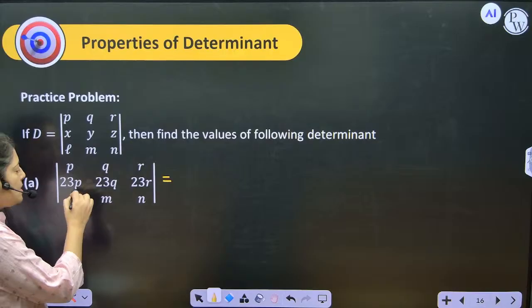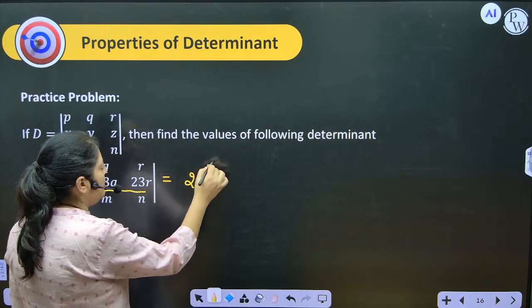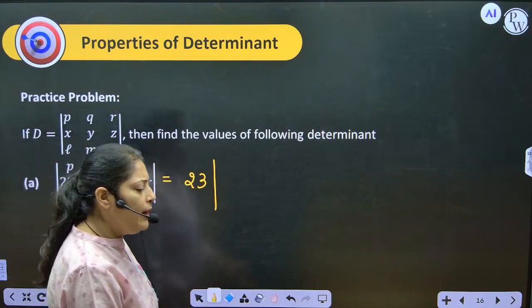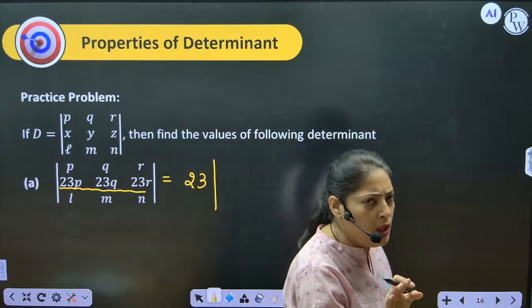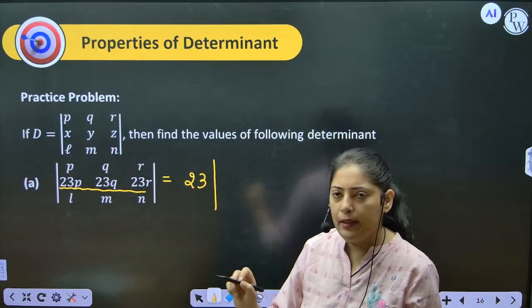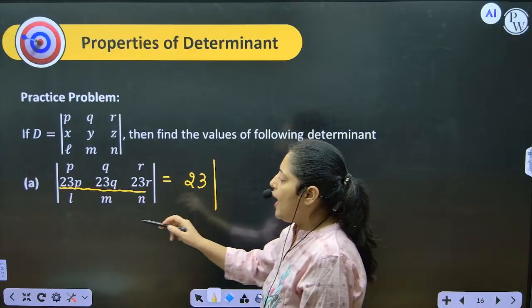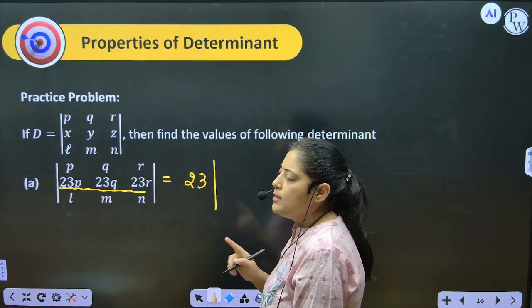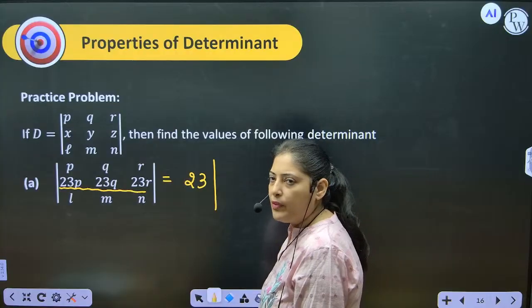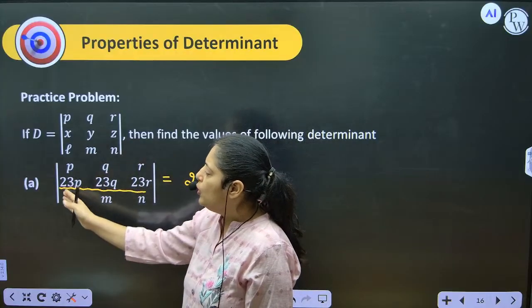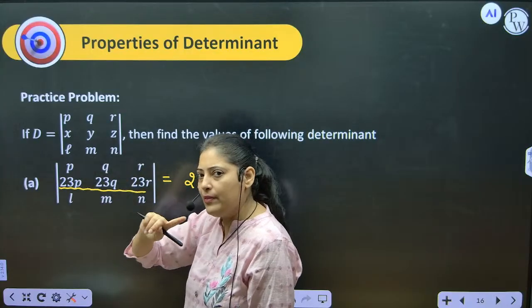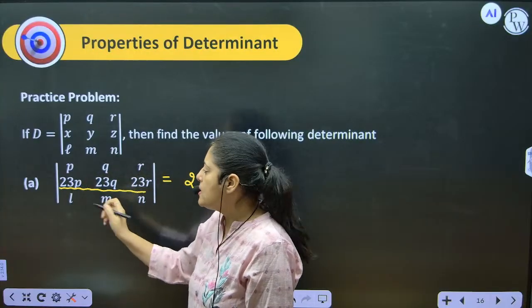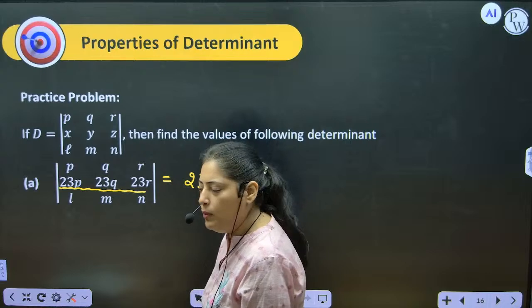Suppose I am taking this 23 outside. From the matrix, if I am taking any number particularly common, I have to take it from the full matrix. But whenever in the determinant, if I am taking any number common, I can either take it from one row or one column. Matrix and determinant, this property is different. In matrix, full numbers should be divided with the same number if something is there in common. But in determinants, only either take it out from one column or one row.